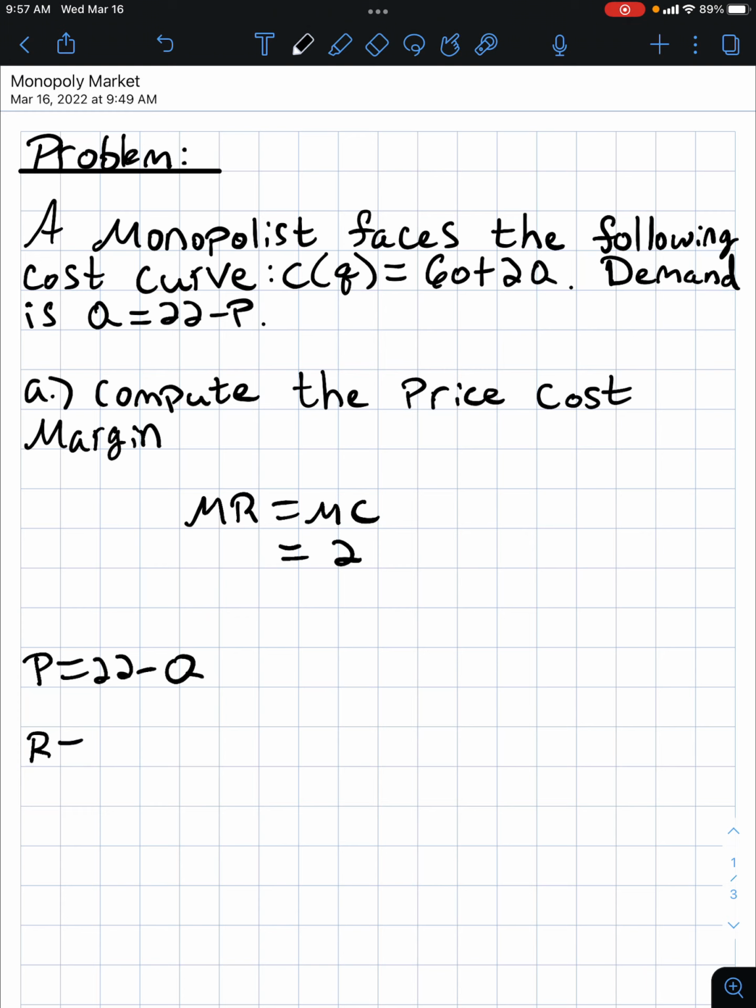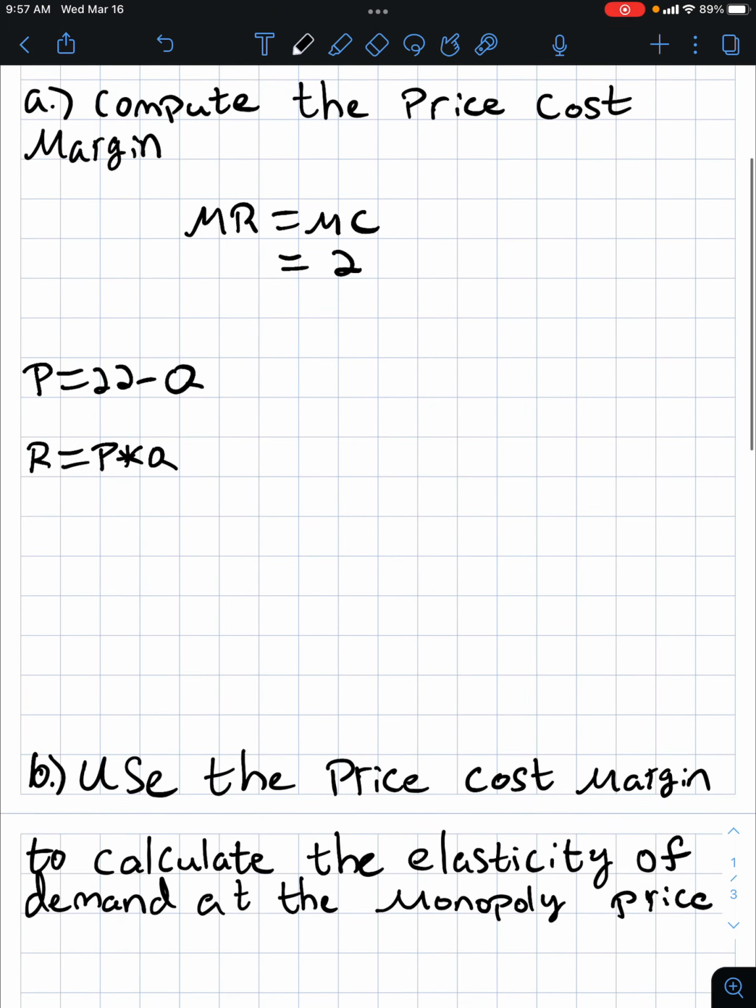Remember, revenue is equal to price times quantity. So our revenue is going to be 22Q minus Q squared, because all I did was take P is equal to 22 minus Q, our inverse demand, and times it by Q. To find marginal revenue, you just take our revenue function and take the derivative with respect to Q. We get 22 minus 2Q as our marginal revenue.